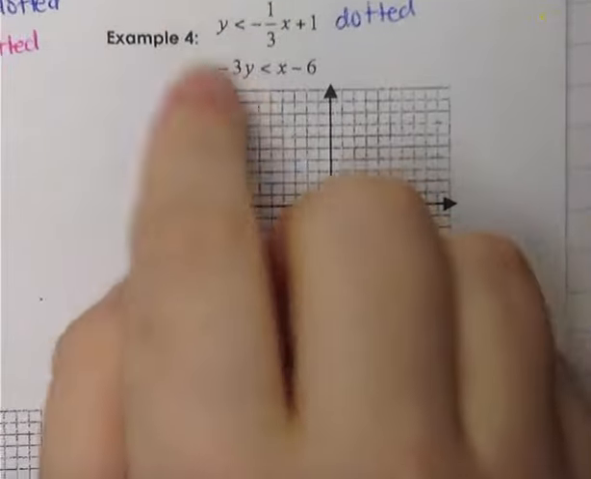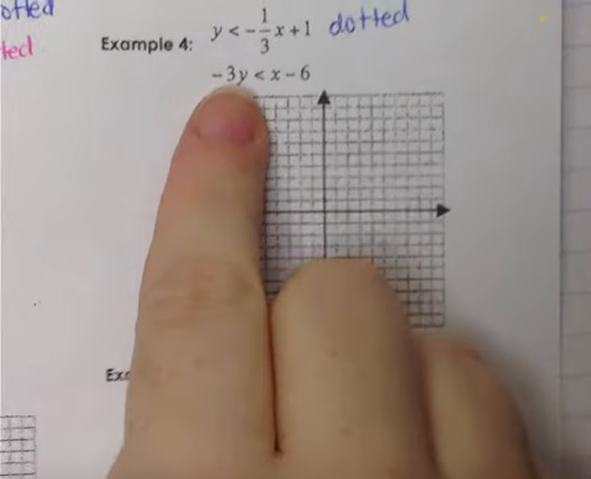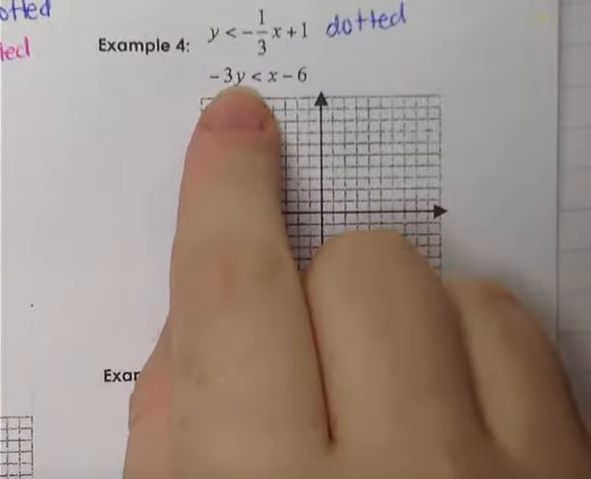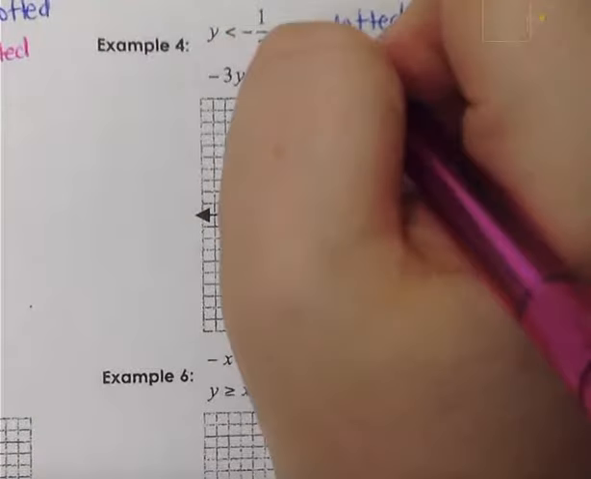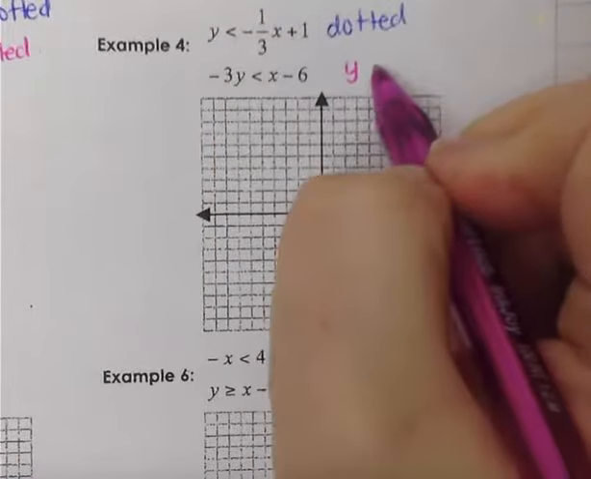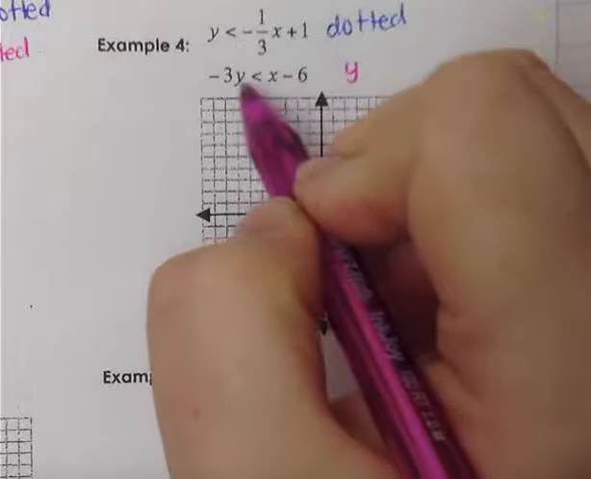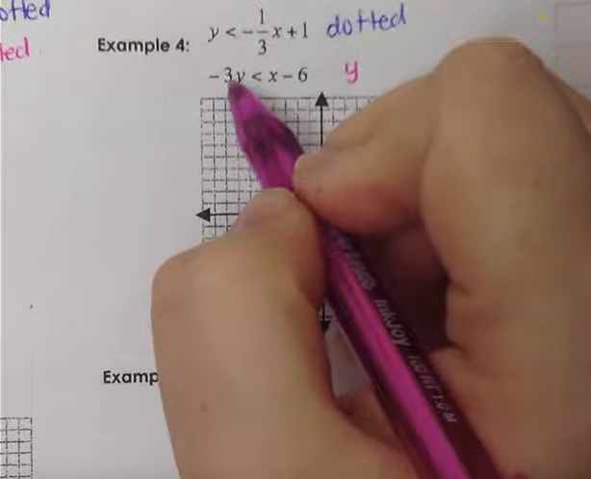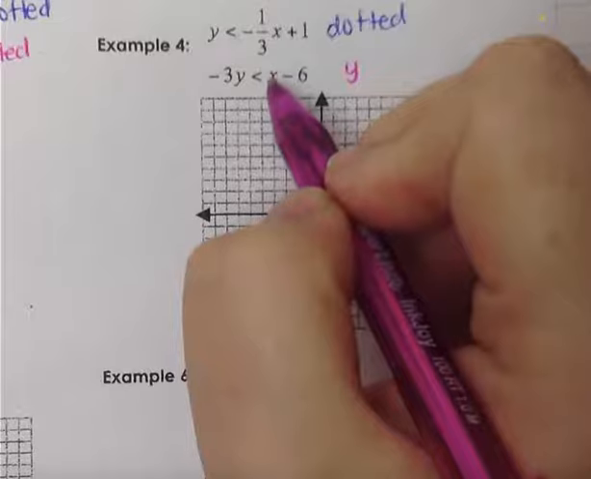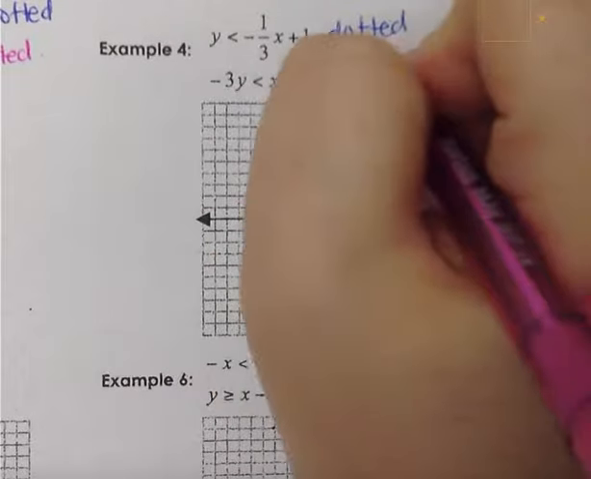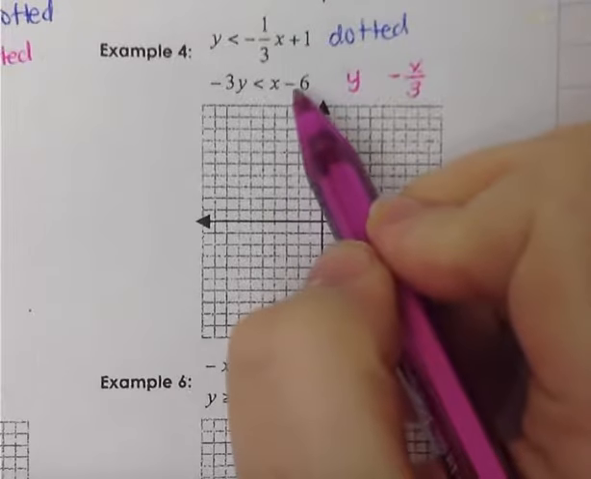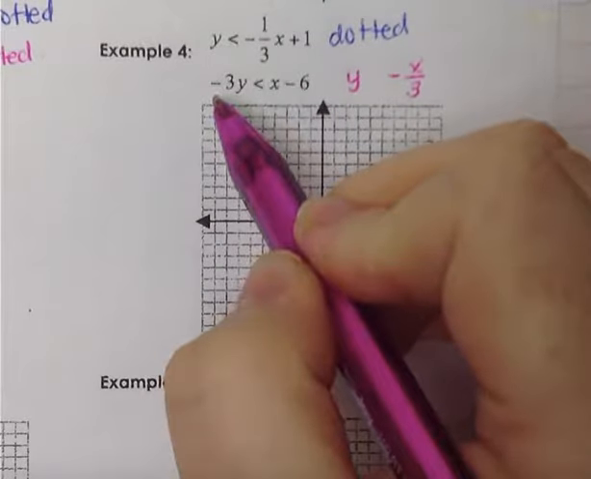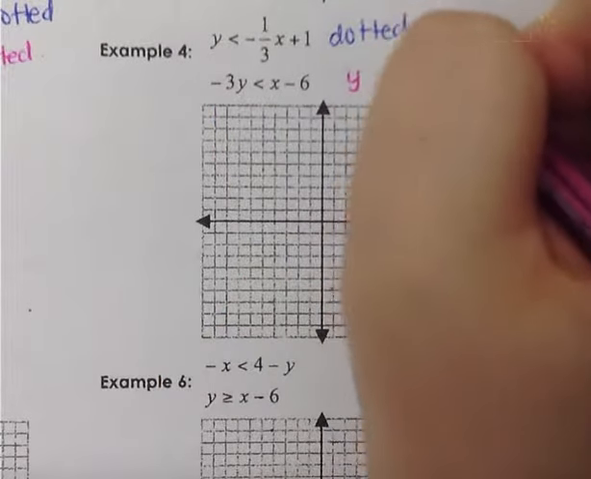For the next inequality, this is not in slope-intercept form yet, so we have to get the y by itself. When we get our y by itself, I will go ahead and put my y. I'm going to skip over the inequality for right now. But in order to get the y by itself, I have to divide by -3. So x divided by -3 is negative x divided by 3. Then the -6 divided by -3 is a positive 2.